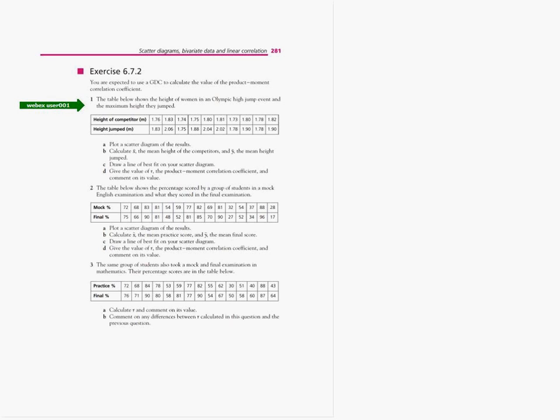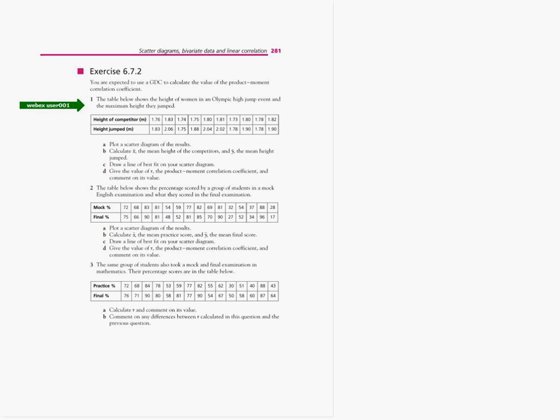Yeah, I got the graph. Did you press F1? I pressed F2. F2 gives you the line of best fit. F1 gives you the scatter diagram, and F2 gives you the line of best fit. Yeah, F1 gave me the scatter diagram.